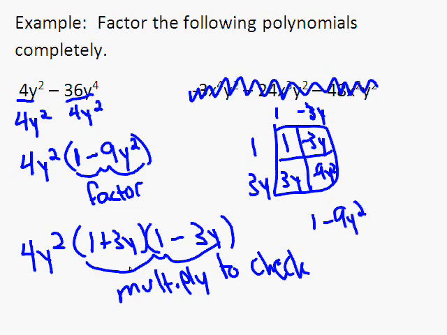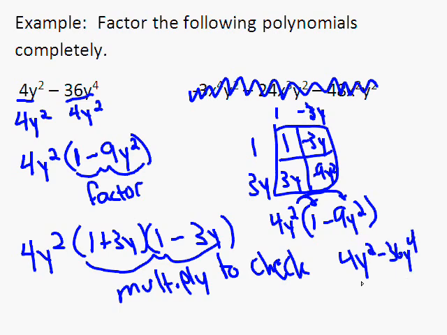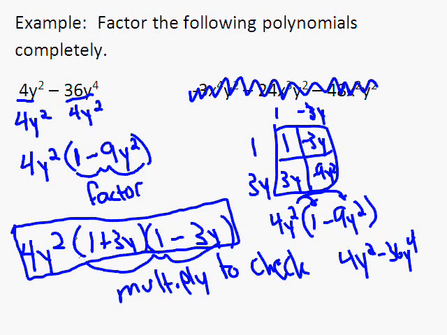Now this is when we multiply the insides of these two sets of parentheses in order to check our answer. We still have the 4y squared outside the parentheses. So if we distribute that, we get 4y squared minus 36y to the fourth. You'll notice that when we check our answer, the result we get is the exact same thing as our original expression. This means that we factored correctly. So our answer to this problem is 4y squared, 1 plus 3y, and 1 minus 3y.